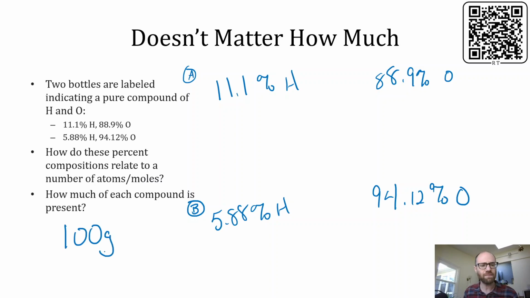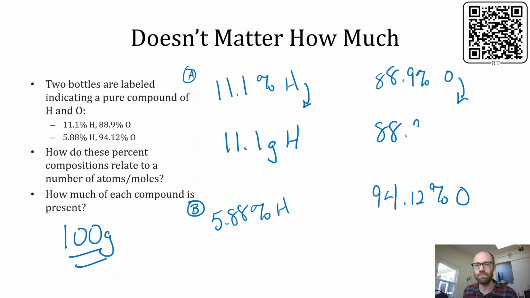For the sake of argument, just say that there's 100 grams of your compound. Why? Because 11.1% of 100 is 11.1 grams, and 88.9% of 100 is 88.9 grams. And so you can very quickly remove your percentage sign by assuming a 100 gram sample, and then you get the numbers you need.